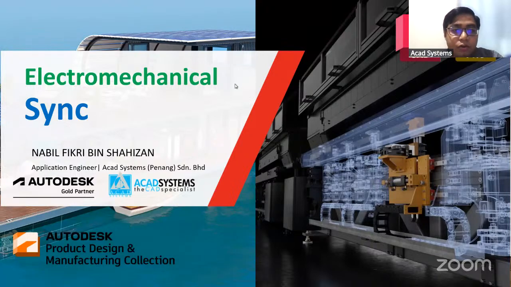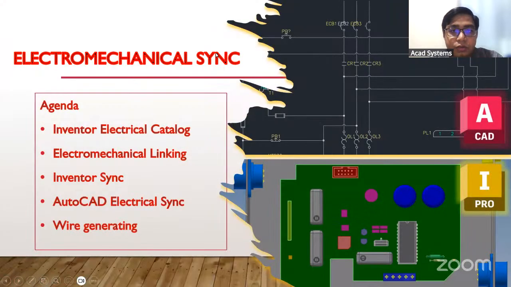Right, let's take a look at our agenda for today. These are the things that we are going to look at. There are two software involved with this, right? One is Inventor and the other one is AutoCAD Electrical. First of all, we're going to look at the Inventor Electrical Catalog.